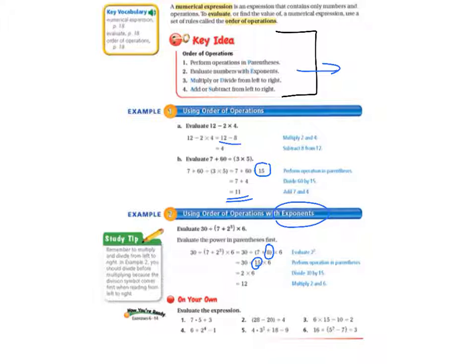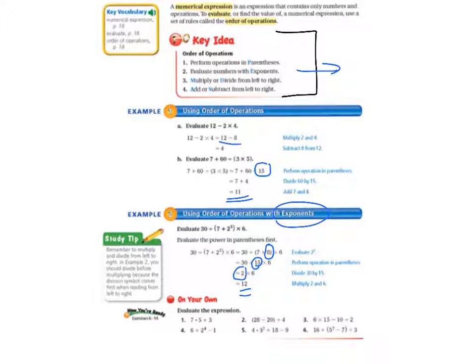And then our next job is going to be to divide 30 by 15. And when we do that, we get this 2. And we are going to multiply that by 6. 2 times 6 equals 12. So this is exactly what you used to do in 5th grade, except we have thrown exponents into the mix now. So you used to do this up to parentheses, but you never had exponents before. So we're just adding exponents in.